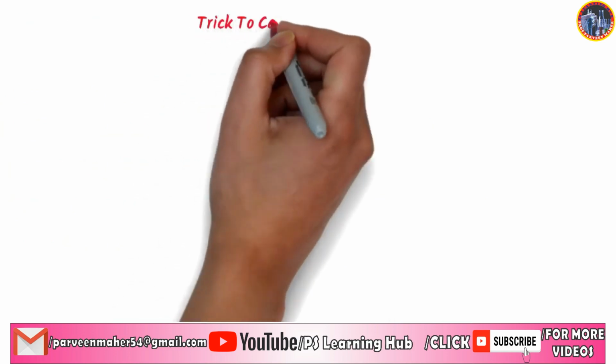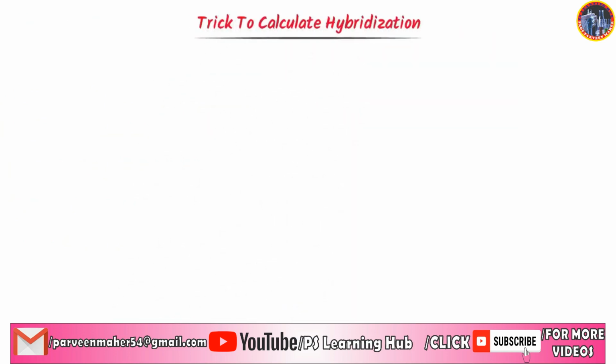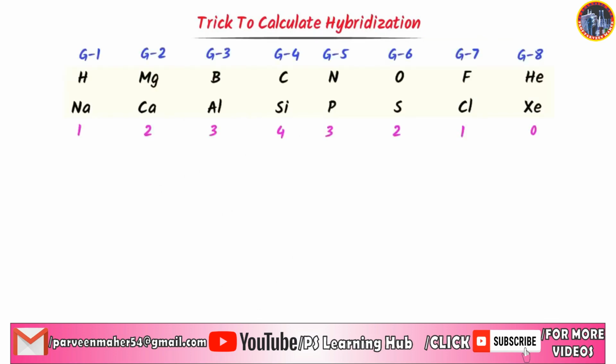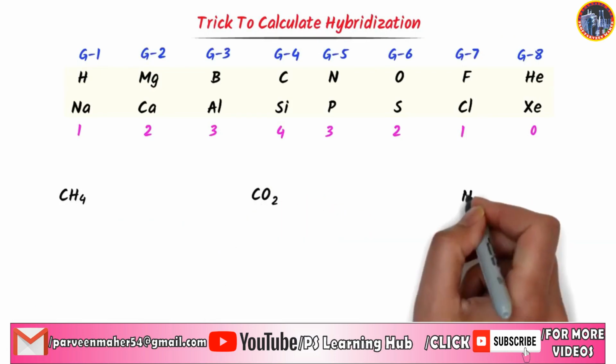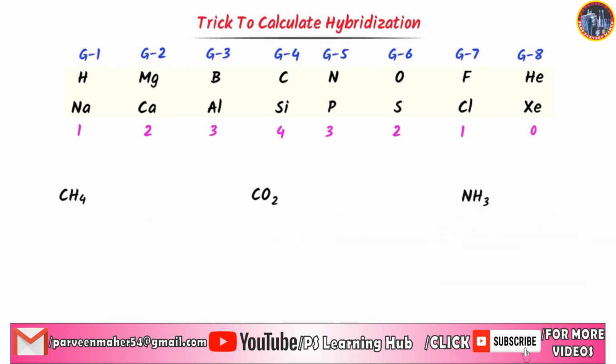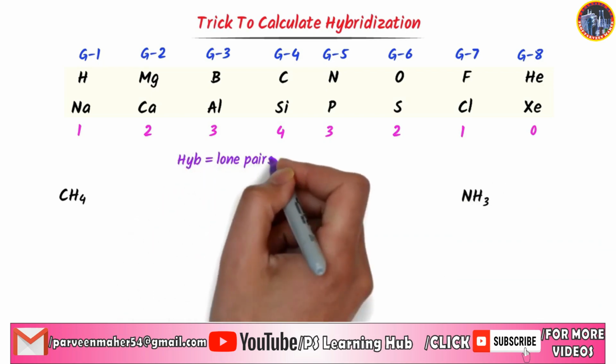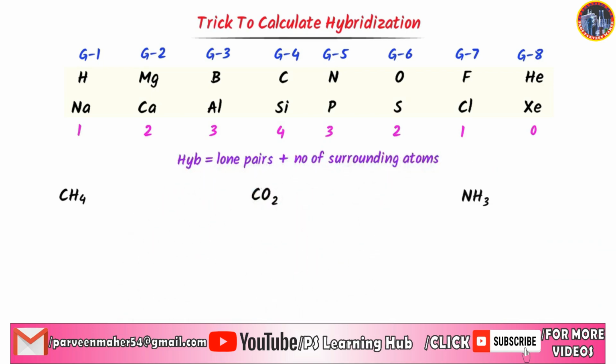Now let me teach you the super easy trick to find hybridization of central atom. Firstly, I write famous atoms along with their valency. Now consider these molecules. To find the hybridization of central atom, I use the formula: lone pair plus number of atoms attached to the central atom, or number of atoms surrounding the central atom.